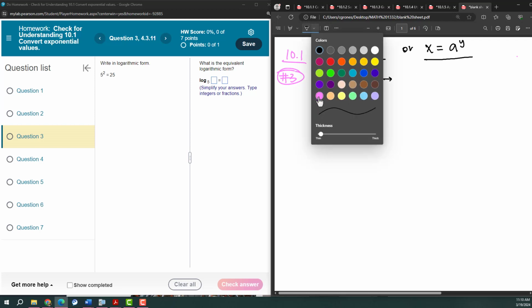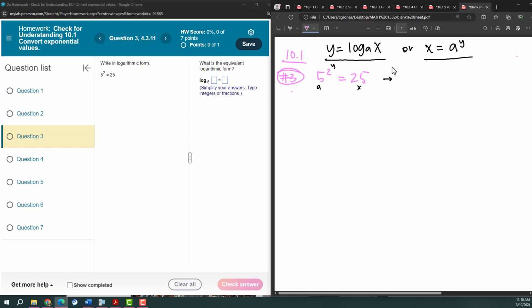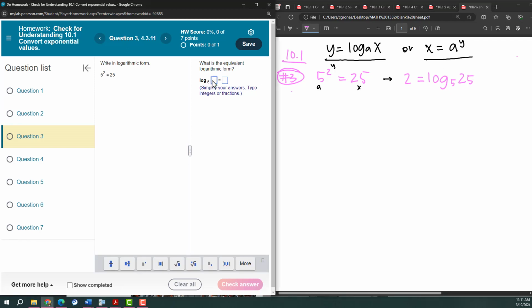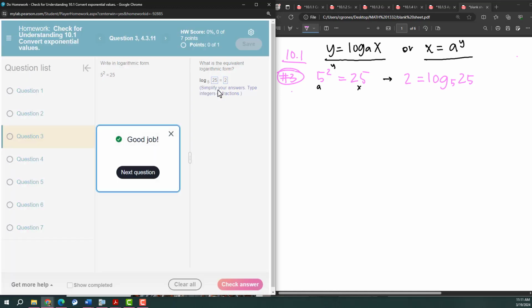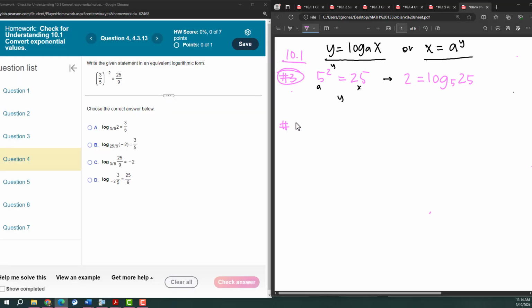So we get that y, which is 2, equals log with a base of 5 of 25. So log base 5 of 25 equals 2. Okay, so look out for that. So 3 is on the test. Number 4 is also going to be on the test.